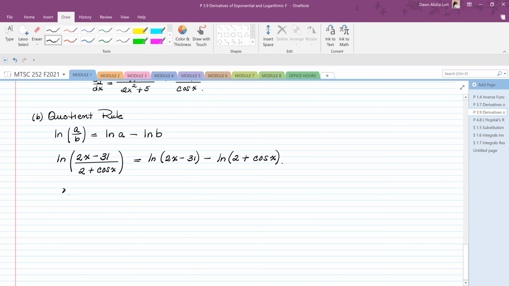So say y is equal to the natural log, this is a crazy one, of 3x cubed minus the sine of x divided by x plus cosine x. All right, find dy dx. So the first thing I want you to do is separate it.